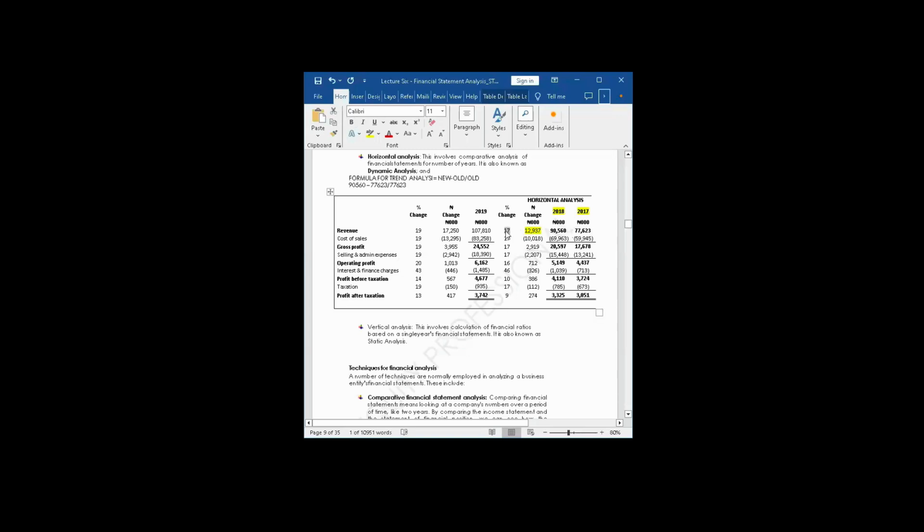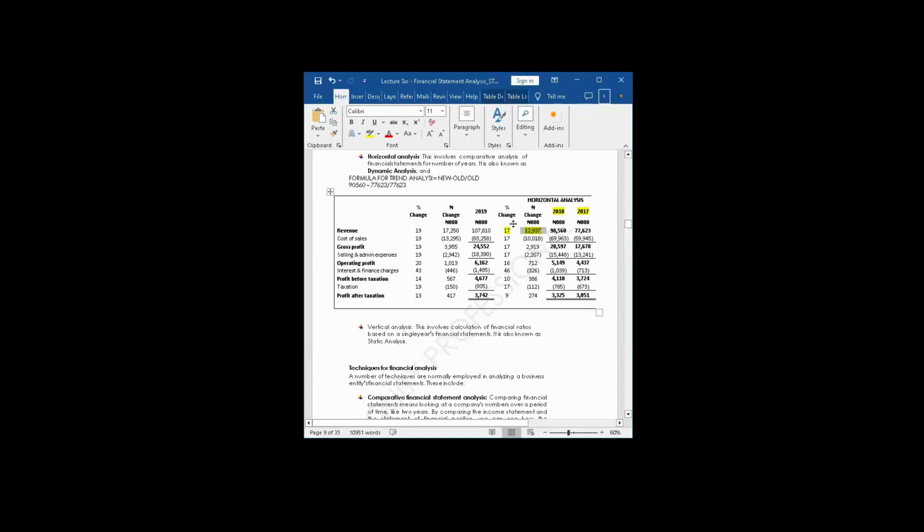So it means that the revenue of DFFP increased by 17% from year 2017 to year 2018, which amounts to 12.9 million naira. That is what that means.